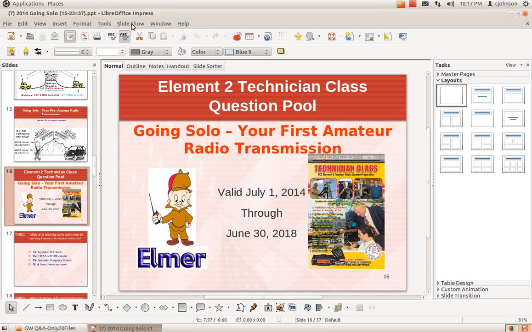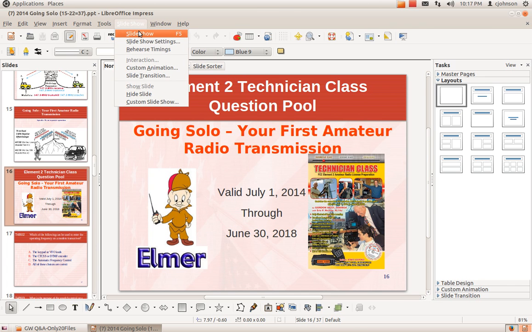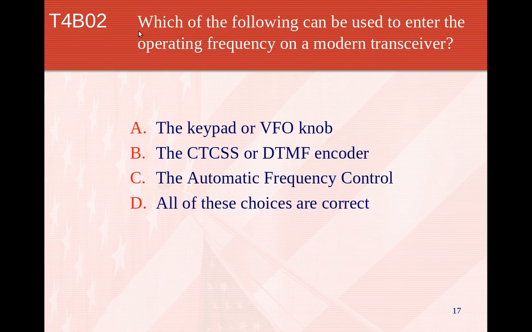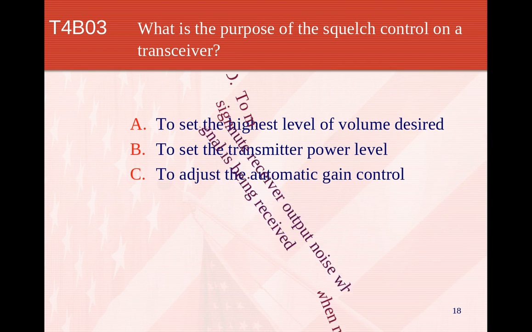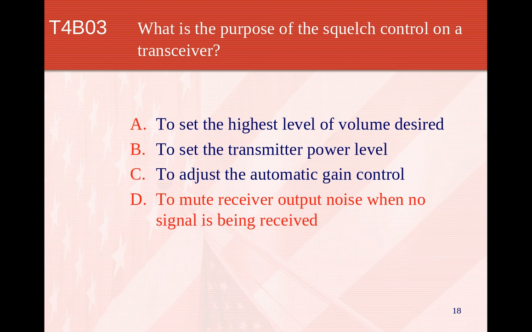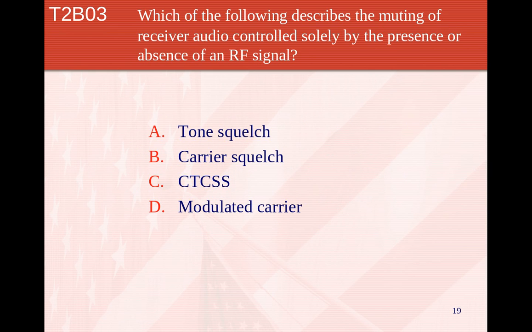This is the Q&A section for Section 7. Which of the following can be used to enter the operating frequency on a modern transceiver? The keypad or VFO knob. What is the purpose of the squelch control on a transceiver? To mute the receiver output noise when no signal is being received.